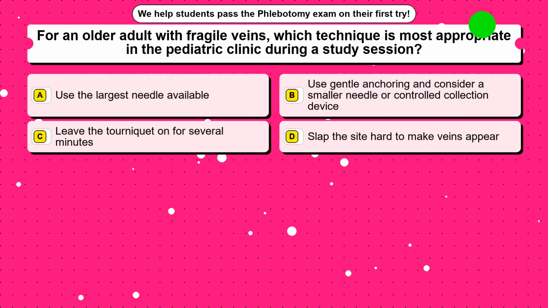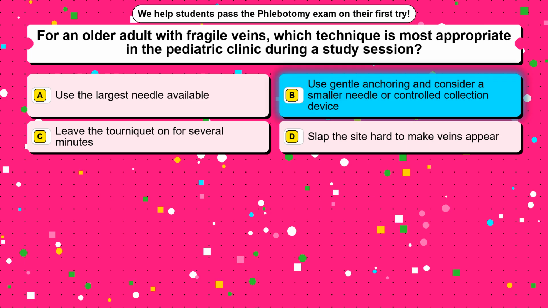Question 85. For an older adult with fragile veins, which technique is most appropriate in the pediatric clinic during a study session? Option A. Use the largest needle available. Option B. Use gentle anchoring and consider a smaller needle or controlled collection device. Option C. Leave the tourniquet on for several minutes. Option D. Slap the site hard to make veins appear.